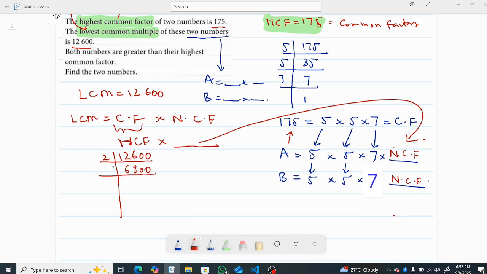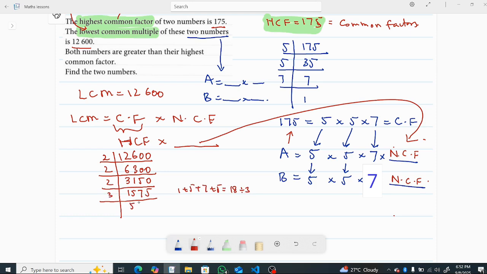Again, we can divide by 2. We get 3150. Again, dividing by 2, we get 1575. Now we can divide it by 3 because 1 plus 5 plus 7 plus 5 is equal to 18, which is divisible by 3. So we can divide by 3.